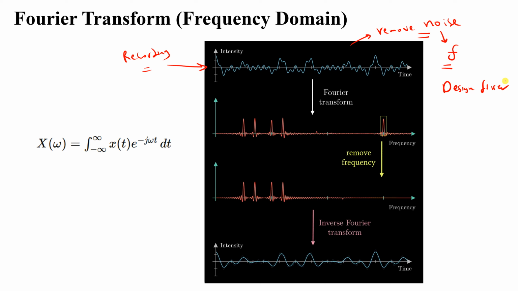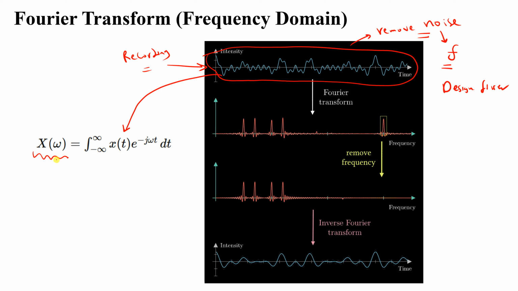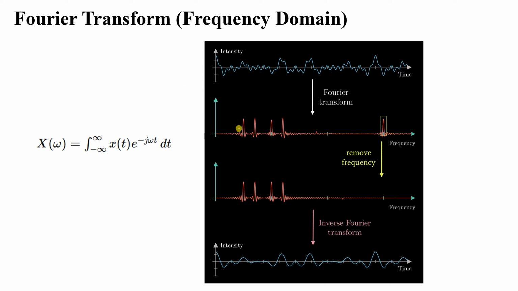Okay, so what we do is that we take this function here, x as a function of t, or the recording here, we put it in the Fourier transform for non-periodic signals, and it will give us x as a function of omega, or the amplitude and frequency, amplitude and frequency, amplitude and frequency for different frequencies. Okay, so by using Fourier transform, we obtained the amplitude and the frequency present in this non-periodic signal.